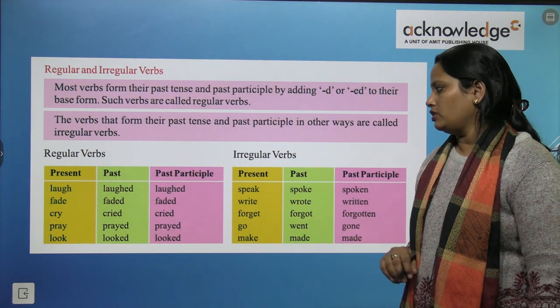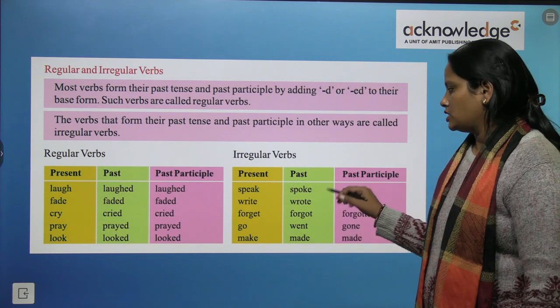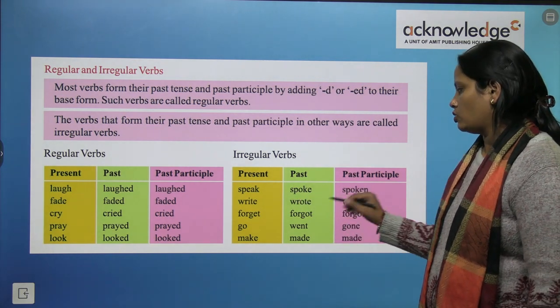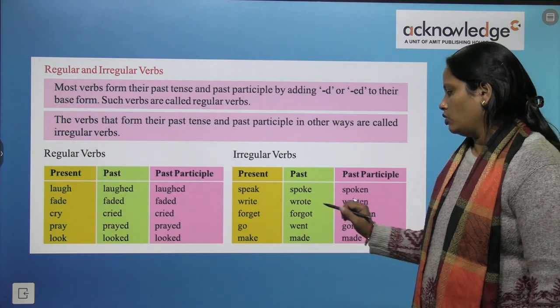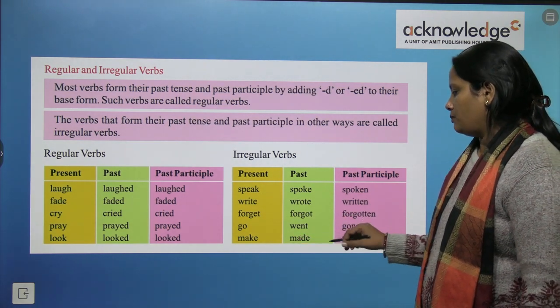Here in the irregular form, speak becomes spoke, spoken; write, wrote, written; forget, forgot, forgotten; go, went, gone; and make, made, made.